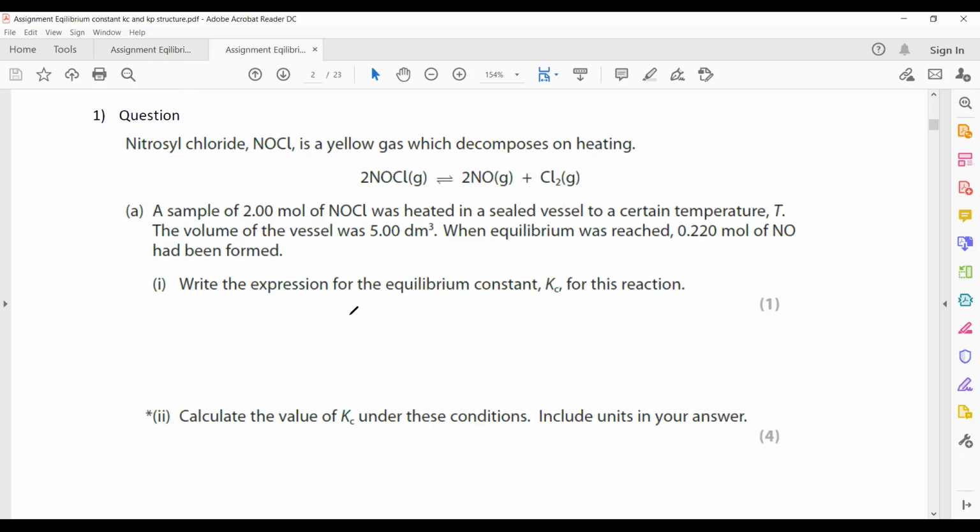It's a homogeneous equilibrium, so it will be product divided by reactant. So it will be the NO concentration, the concentration of chlorine, divided by the concentration of NOCl. You have to use square brackets, it is important. Don't use curly or curved or round brackets. Calculate the value of Kc under these conditions, 4 marks. So how do we calculate the value of Kc after writing the expression for Kc?